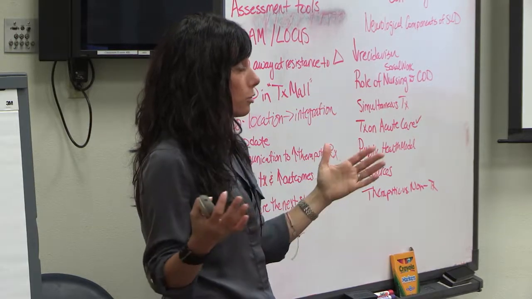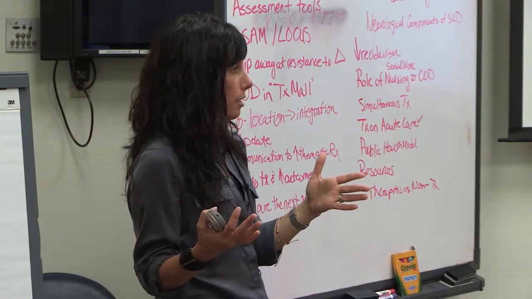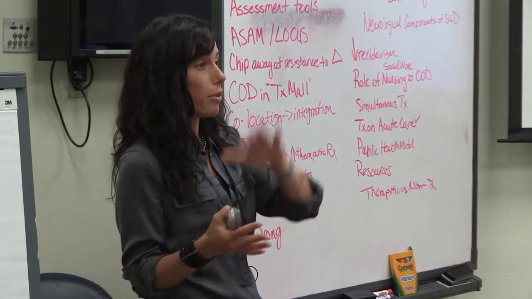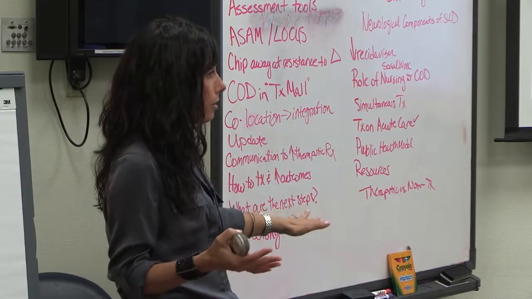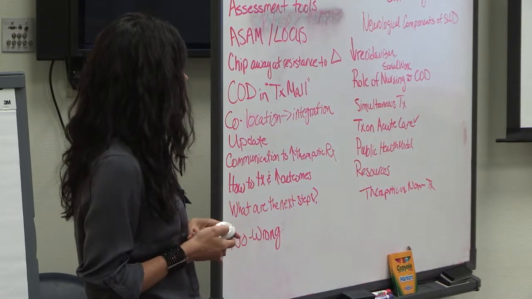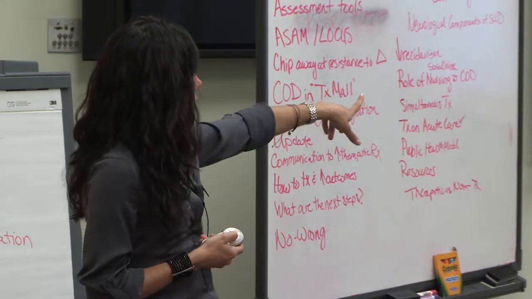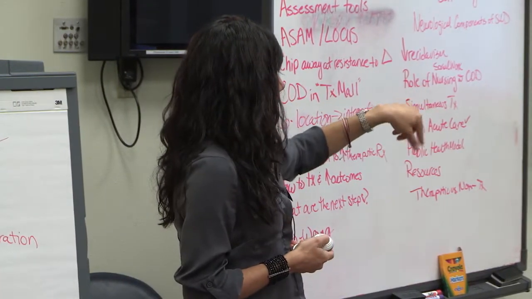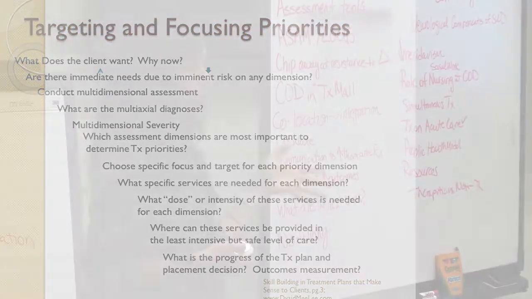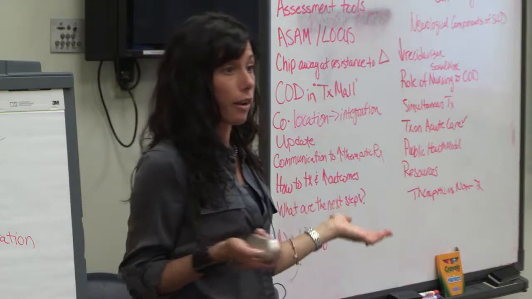Maybe there's a subset of individuals that really could benefit from IOP. And so can we structure our clinics so that we can use IOP in conjunction with lower level outpatient services? So then where can these services be provided in the least intensive but safest level of care? And safety is a huge consideration when you're looking at medical necessity. And then what is the progress of the treatment plan and placement decisions, and what are the outcome measures? What are we really trying to affect change on, and how will we know when we got there?